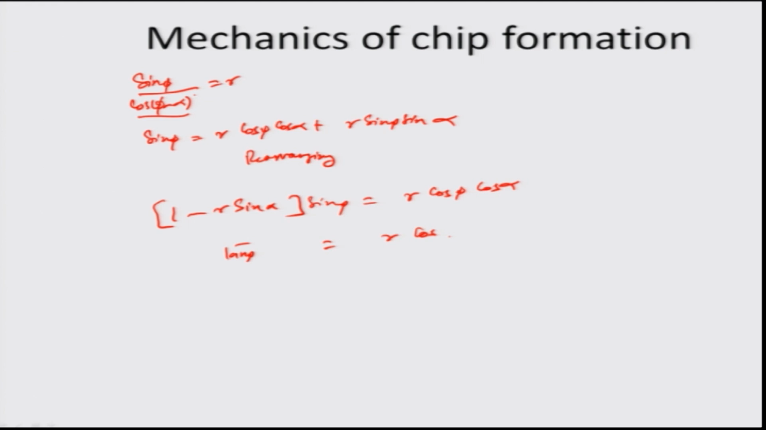divided by 1 minus r sin alpha. Okay. So we have a deterministic formulation for determining the shear angle phi, and basically phi would really depend on what is the r and what is the alpha, that is, how the tool makes an angle with respect to the vertical, or the rake face of the tool makes an angle with respect to the vertical in any cutting process.